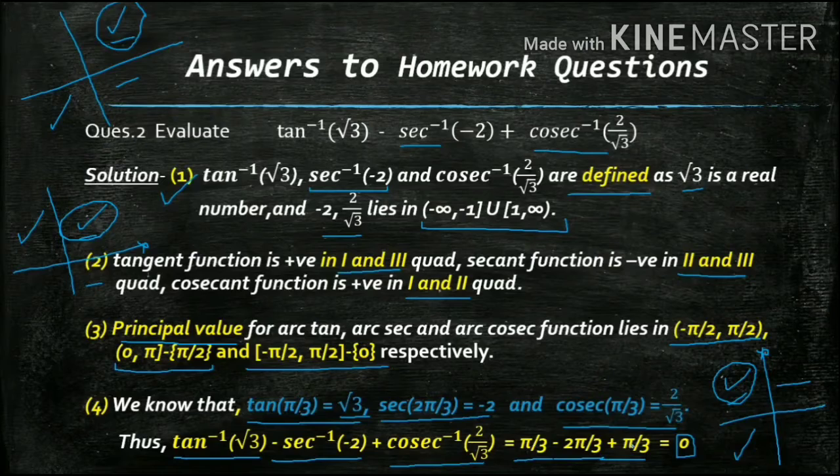Now pi by 3 plus pi by 3 is 2 pi by 3, and 2 pi by 3 minus 2 pi by 3 is 0. That's the answer. So you see how easy the question was, and these types of questions come in your board exams. Very easy questions, in case you do them properly.